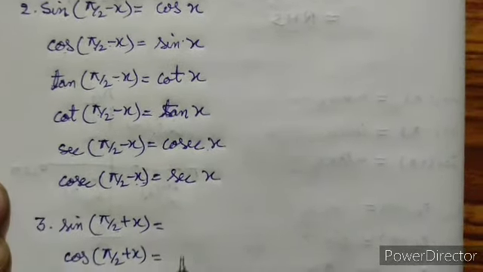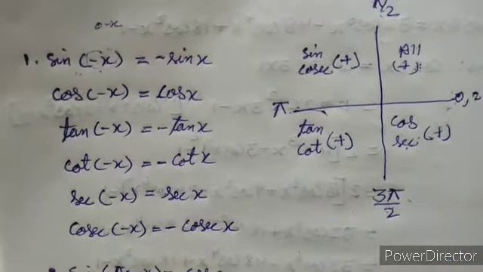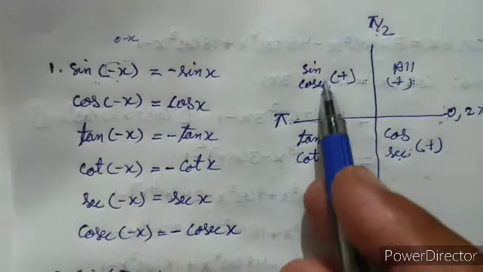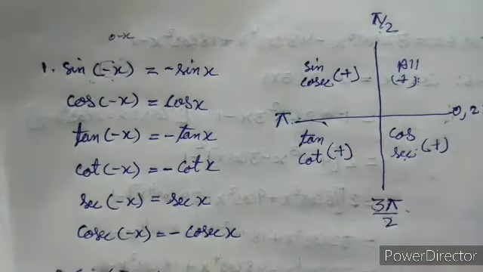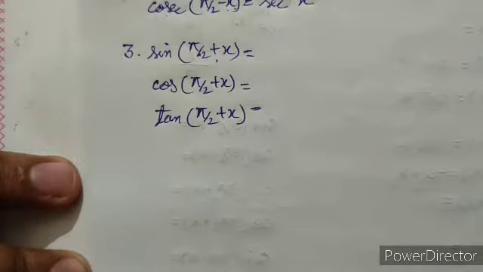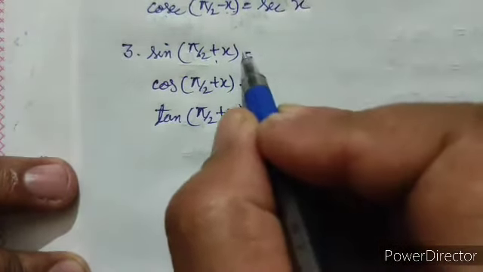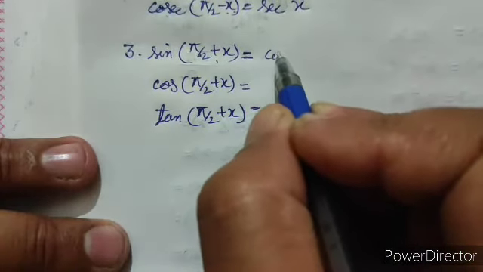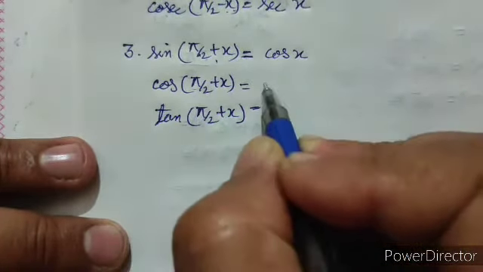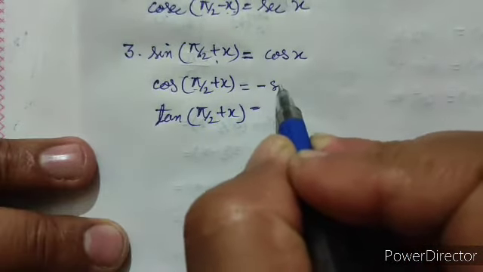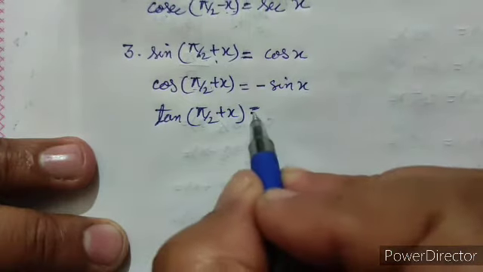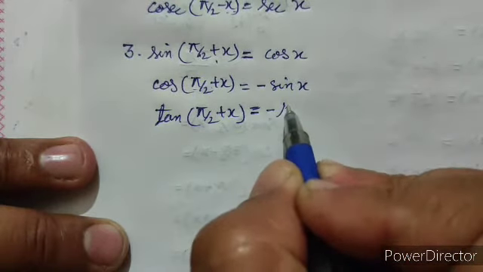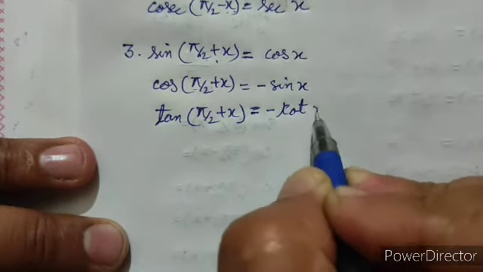Similarly, now for the angle pi by 2 plus x, the angle pi by 2 plus x will come in the second quadrant, and in the second quadrant sine and cosec are positive and the other trigonometric ratios are negative. So here sine pi by 2 plus x will become cos x. Cos pi by 2 plus x will be equal to minus sin x, as cos is negative in the second quadrant. Tan is also negative in the second quadrant. So tan pi by 2 plus x will become minus cot x.